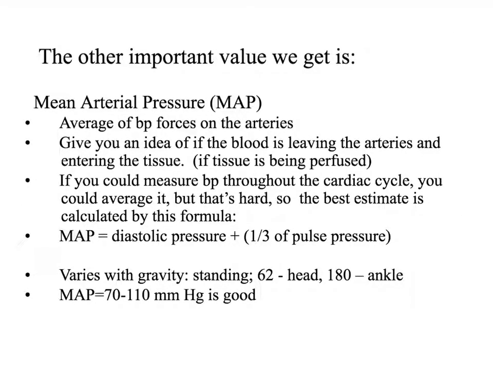Now another important value that we can get from blood pressure is the mean arterial pressure. It's the average of the blood pressure forces on the arteries. If you could put something in your artery, measure the blood pressure and average it, that would be your mean arterial pressure. You can use it to figure out if the tissue is being perfused. You want a mean arterial pressure between 70 and 110 so that you know blood is leaving the blood vessel and going into the tissue, and you're getting oxygen to your tissue.